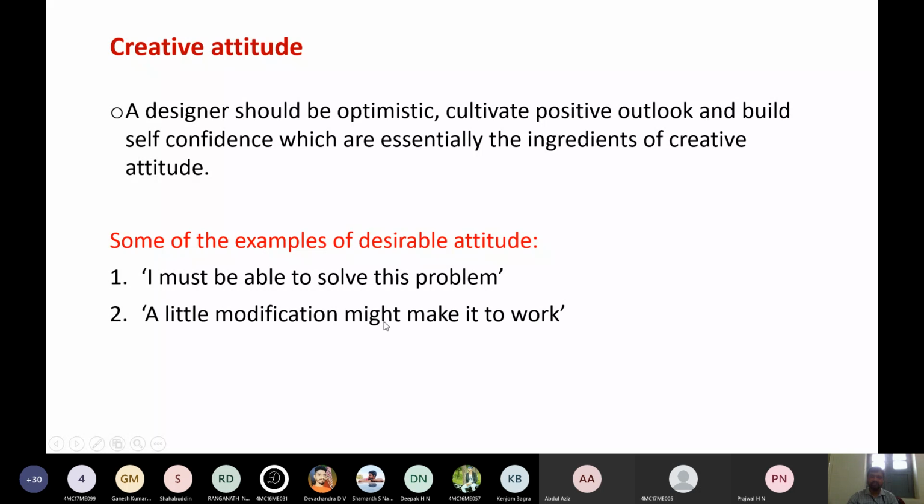A little modification might make it work. Usually in most engineering applications, what a designer has to do is make one or two modifications in the existing products. That may result in an increase in the efficiency of a product, or it may improve the aesthetic aspects of a product. So a little modification might make it work.